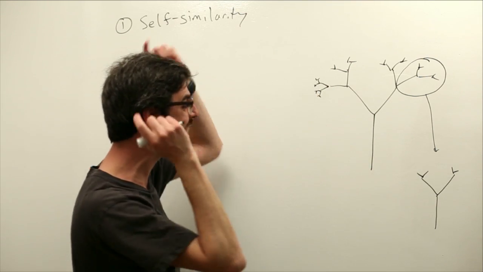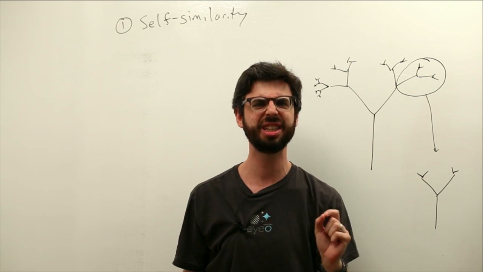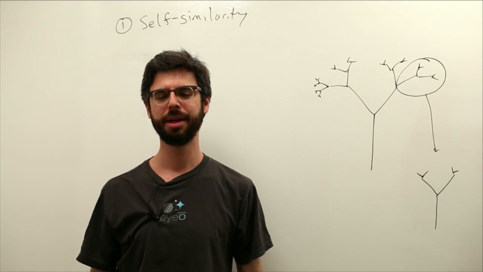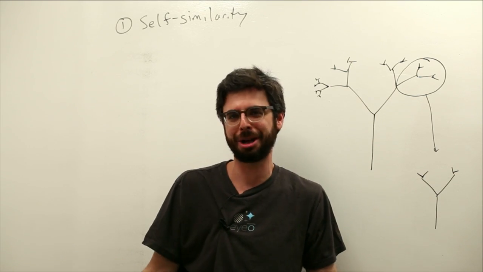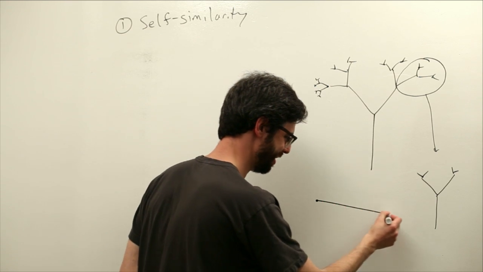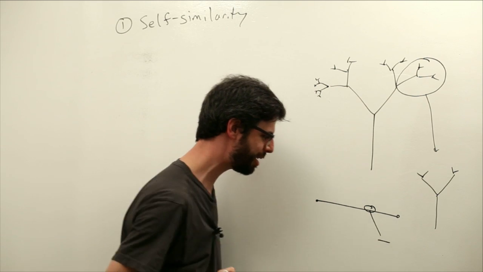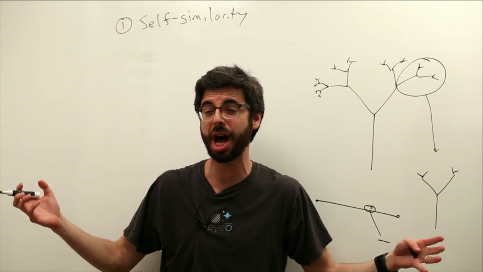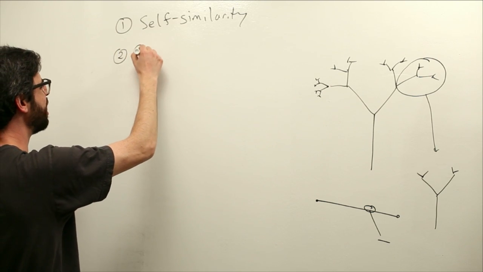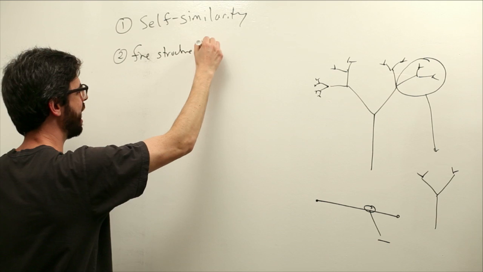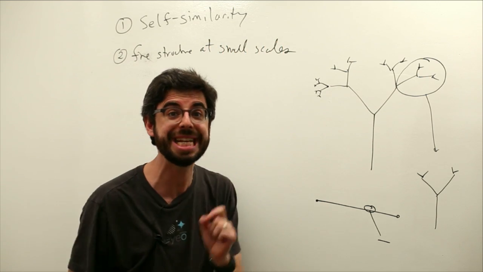And here we have an exact copy of the whole shape inside the part, which is an important distinction. This is a sort of exact fractal. One thing I should point out, though, is that self-similarity isn't enough to make a fractal. There is a self-similar shape. If I take a part of that shape, this little line segment, and zoom in on it, it looks like the original line. But this shape doesn't have a kind of fine structure at small scale. So this is an important principle of fractals, that self-similarity isn't enough.